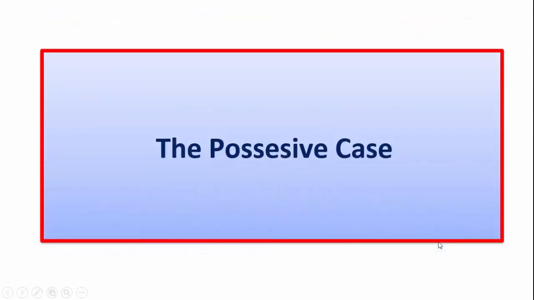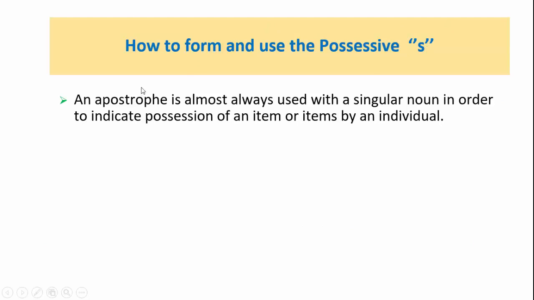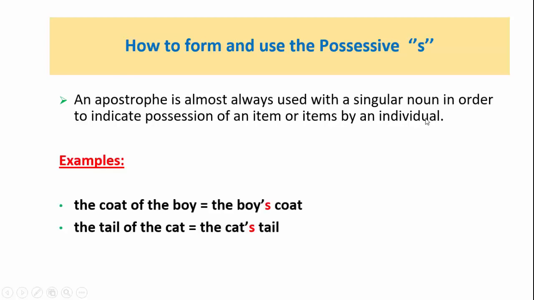Let's continue with the possessive case. How to form and use the possessive s. An apostrophe is always used with a singular noun in order to indicate possession of an item or items by an individual. Examples: the coat of the boy, or we can say the boy's coat. Here we are indicating a possession of an item. We say the boy's coat. The tail of the cat. We say the cat's tail.